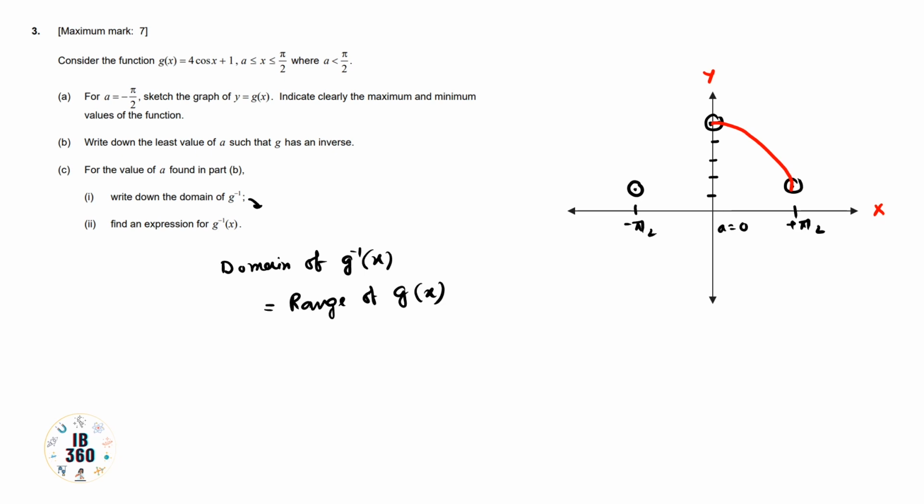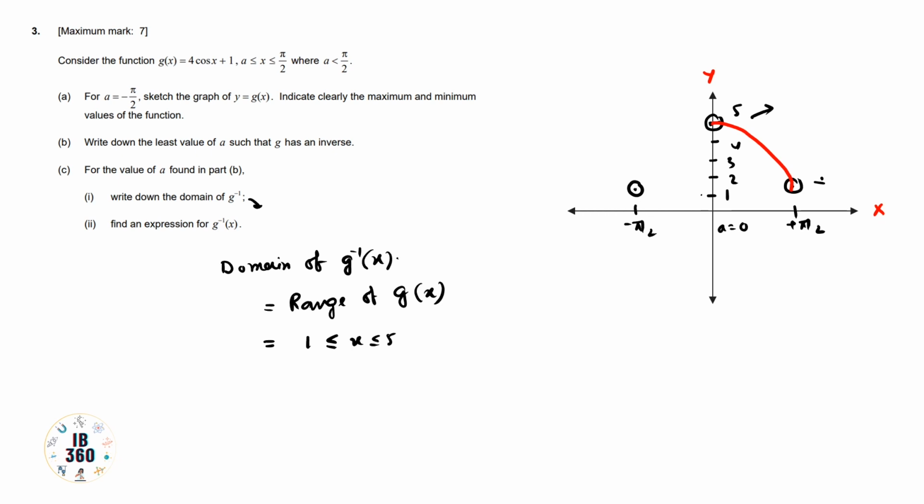Now the range of G x for this particular period: x takes values from 0 to pi by 2, and for those x values the range starts from this value, which is 1. So this is 1, 2, 3, 4 and 5. It takes values from 1 to 5. So the range of G x is 1 less than or equal to x less than or equal to 5 for G inverse x.